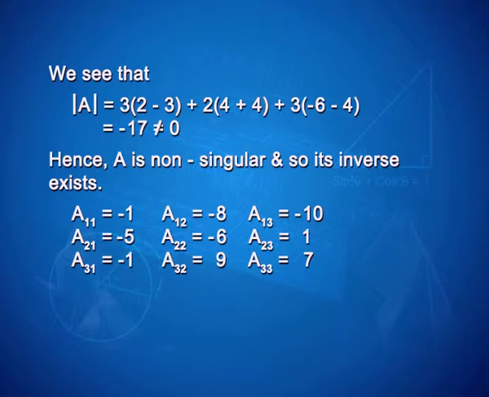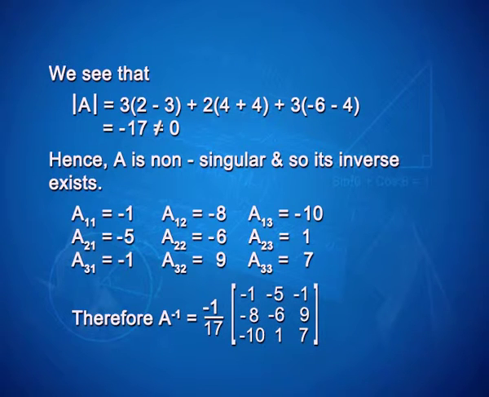A11 is equal to minus 1, A12 is equal to minus 8, A13 is equal to minus 10, A21 is equal to minus 5, A22 is equal to minus 6, A23 is equal to 1, A31 is equal to minus 1, A32 is equal to 9, A33 is equal to 7. Therefore, A inverse is equal to minus 1 upon 17 multiplied by the matrix minus 1, minus 5, minus 1, minus 8, minus 6, 9, minus 10, 1, 7.